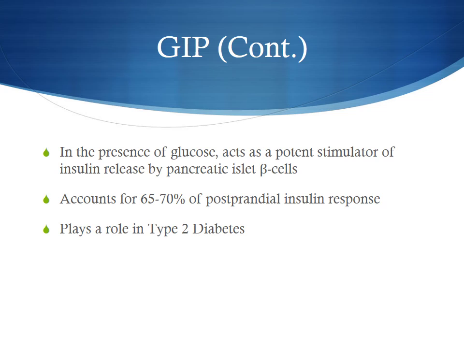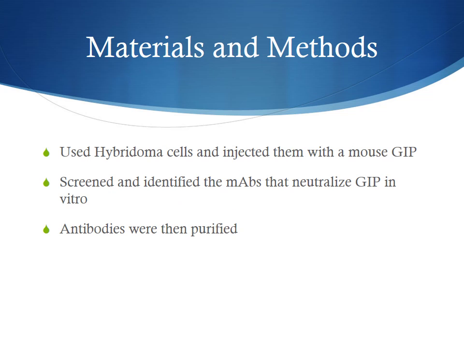This also plays a role in type 2 diabetes, as it's been shown in patients that the levels of GIP are diminished. It also shows the GIP half-life is decreased in circulating blood. It also decreases the amount of meal-stimulated response.